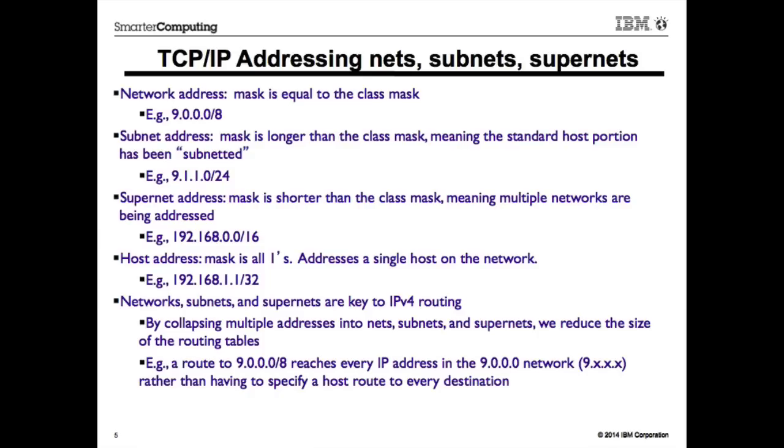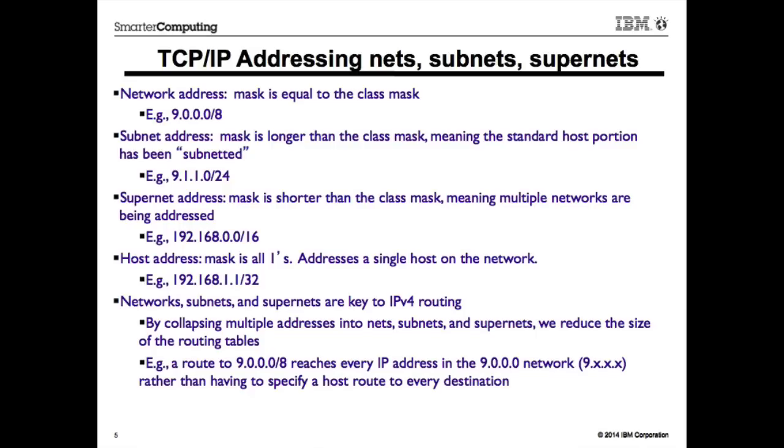Now on page 5, for a network address, there are several different levels of addressing, starting off with the network address. A network address just means the mask is equal to the class mask. For example, 9.0.0.0/8 is a network address because it's a class A network and it has the same mask as the class mask. Then there's the concept of a subnet address, which means the mask is longer than the class mask, so the standard host portion has been subnetted. For example, 9.1.1.0/24 is a subnet because the network is the 9 network, but we've added 2 more bytes of the address and made a subnet.